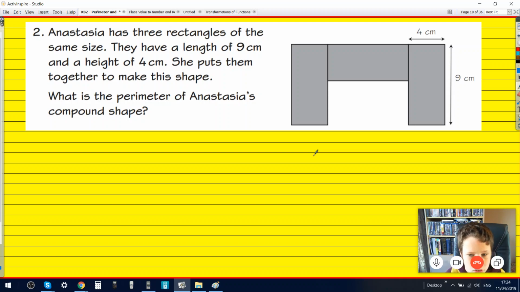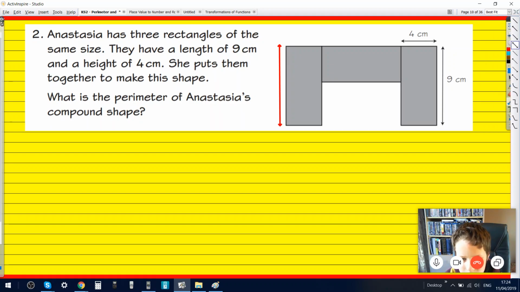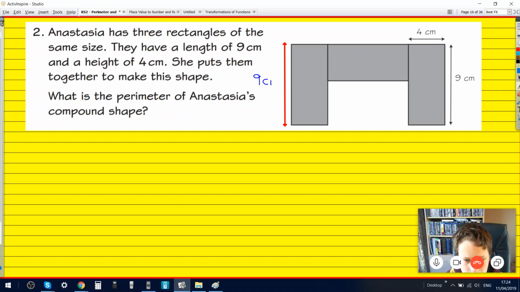And so for the perimeter, we will need to add up all the numbers together. We know that on the rectangle on the very far left, both of its long sides must be 9 centimeters each. So this is 9.